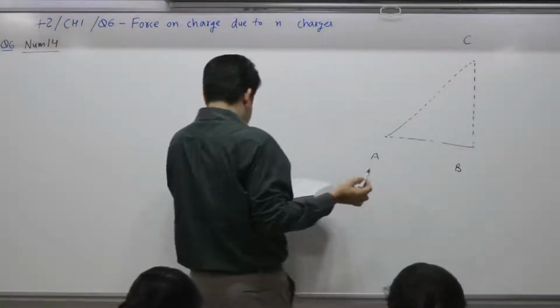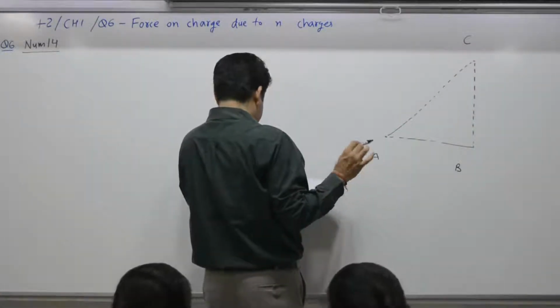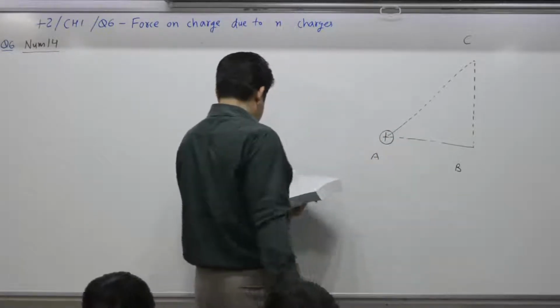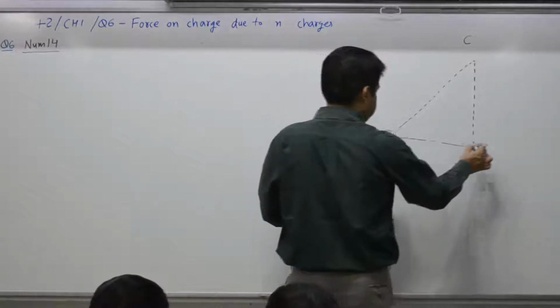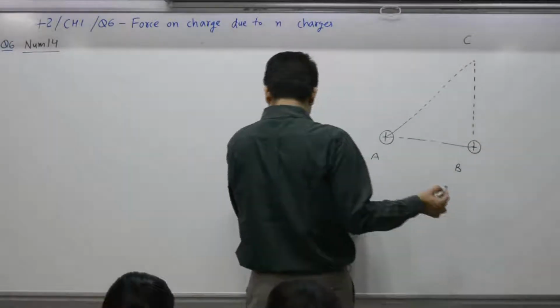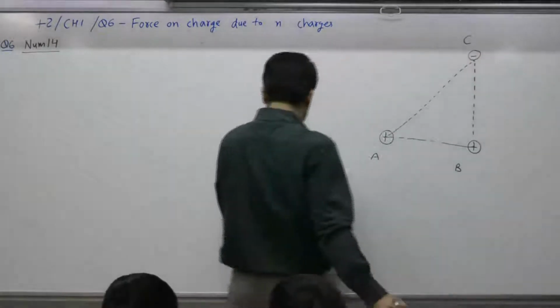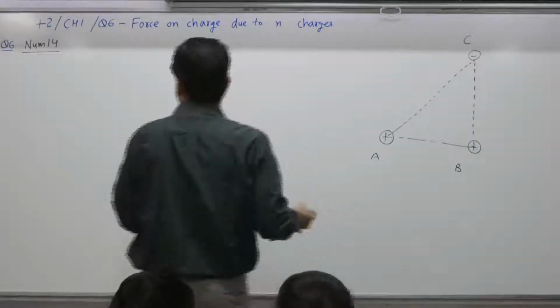At A, charge Q1 is placed. Q1 is plus. Q2 is plus. Q3 is minus. This is how they are placed. So what is given?